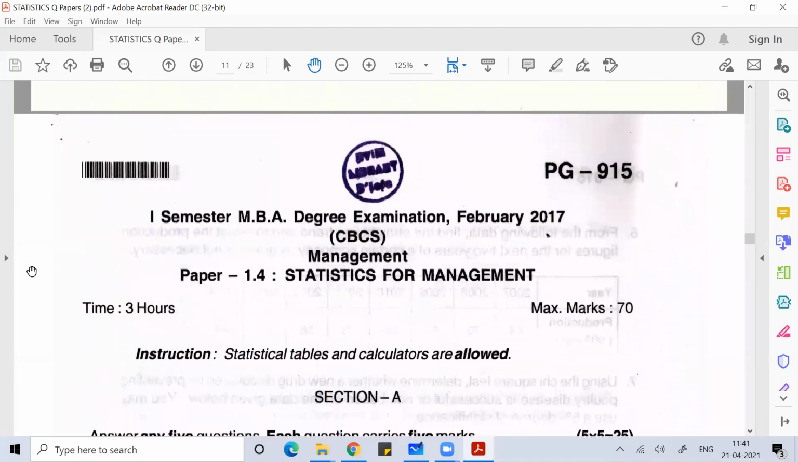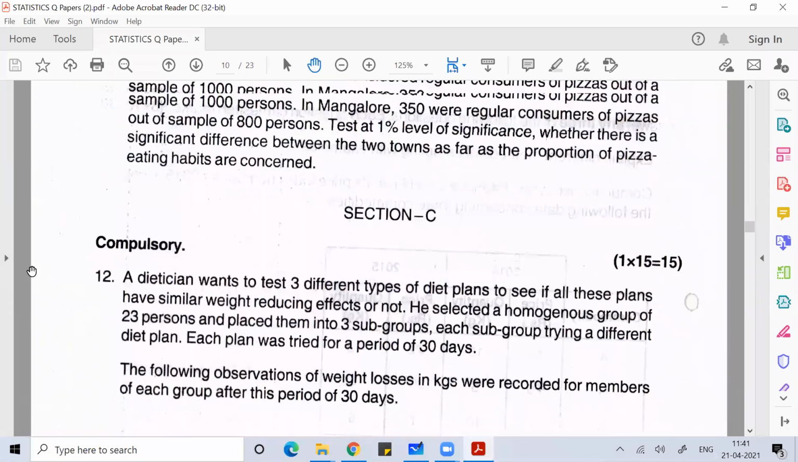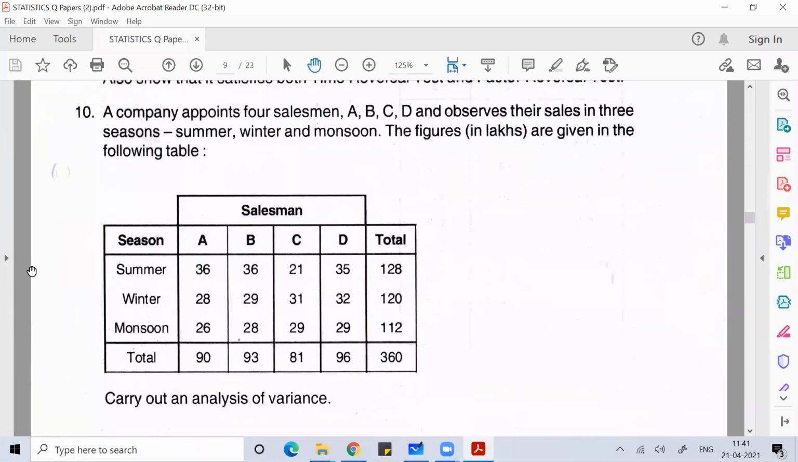So in the null hypothesis, whatever two variables are given, you write them as independent. In the alternative hypothesis, you say no, they are not independent.